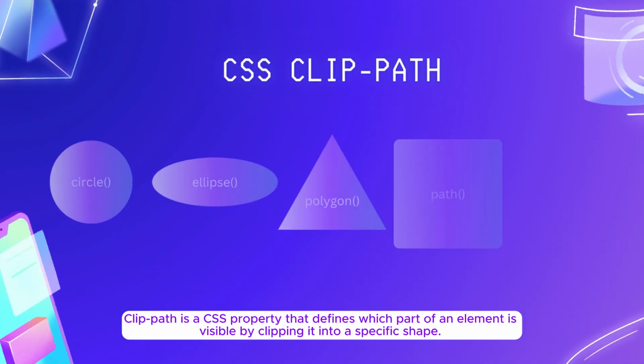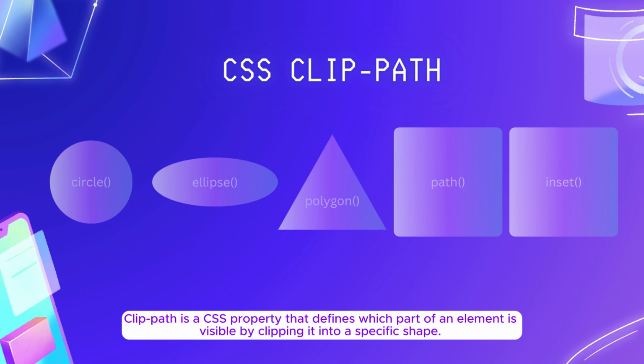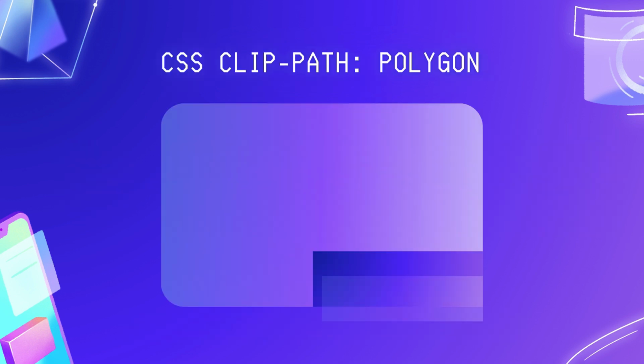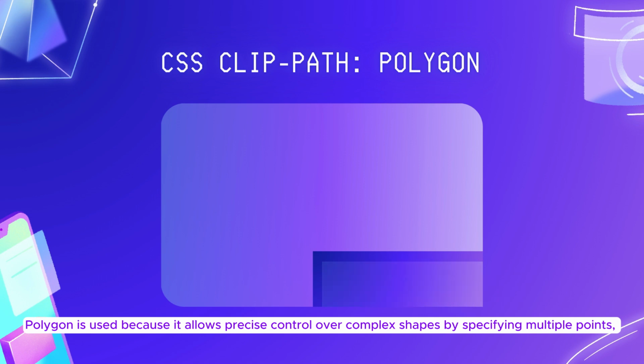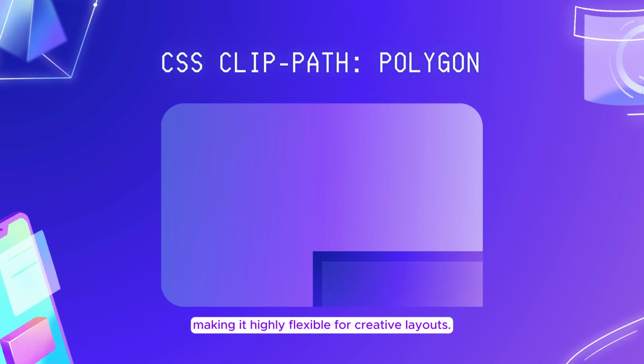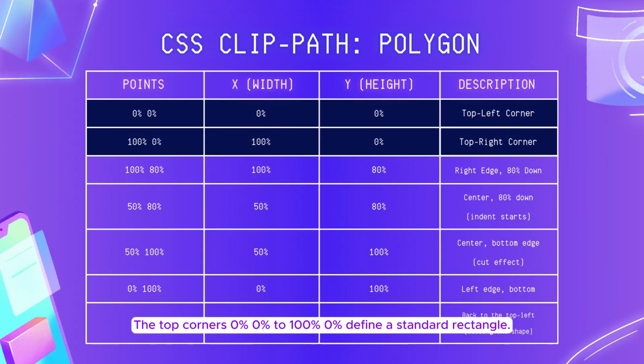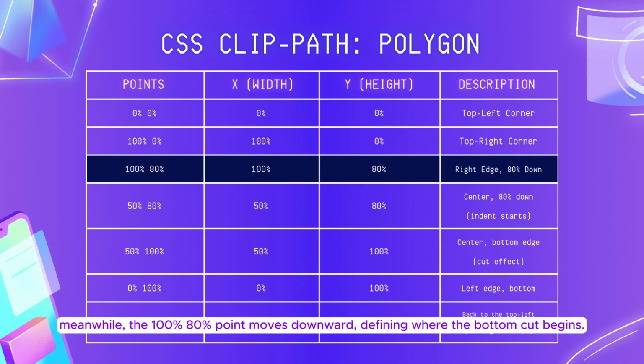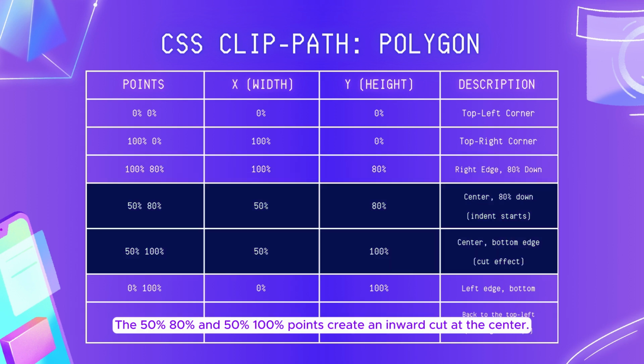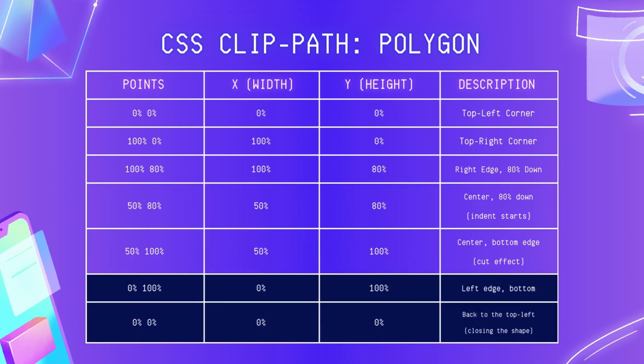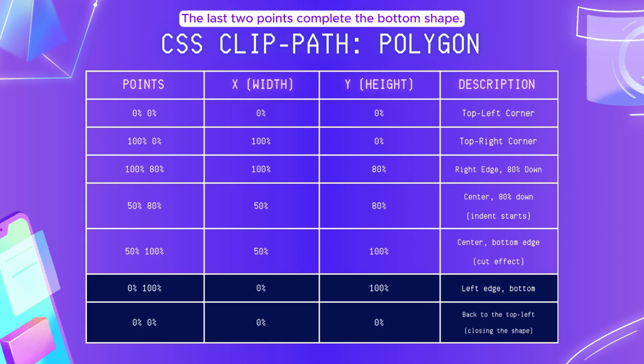Clip path is a CSS property that defines which part of an element is visible by clipping it into a specific shape. Polygon is used because it allows precise control over complex shapes by specifying multiple points, making it highly flexible for creative layouts. The top corners 0%, 0% to 100%, 0% define a standard rectangle. Meanwhile, the 100%, 80% point moves downward, defining where the bottom cut begins. The 50%, 80% and 50%, 100% points create an inward cut at the center. The last 2 points complete the bottom shape.